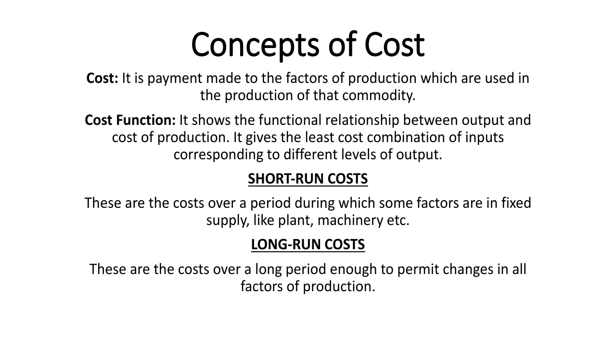Today we will discuss the various concepts of cost. First we will see what cost is. Cost is a payment which is made to the factors of production which are used in the process of production of a commodity. A producer hires or uses various factors of production to produce a commodity, and when he uses or hires the factors of production, he pays them, and the payments which he makes for these factors of production are known as cost.